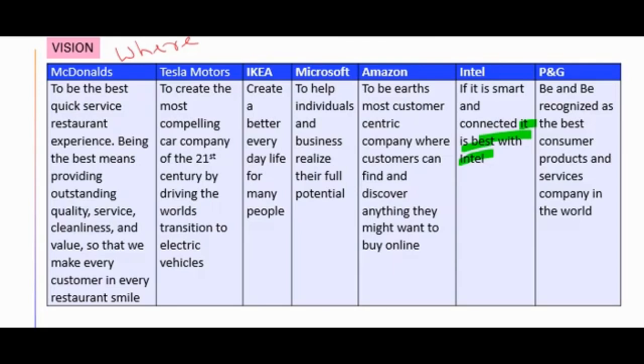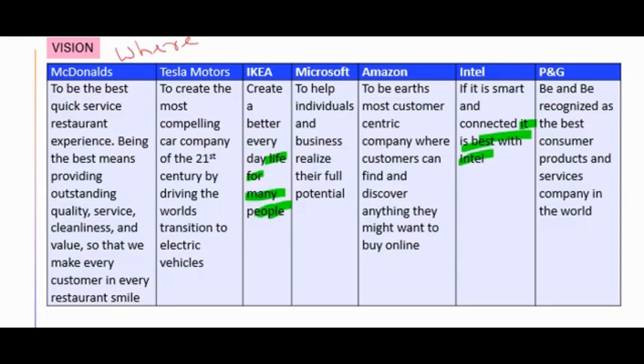So let's take another example which we discussed, IKEA. What they say is, create a better everyday life for many people. This is where they want to reach. It is not for a community or a geography. It is for everybody, to create a better everyday life for many people. So this is where they want to reach.